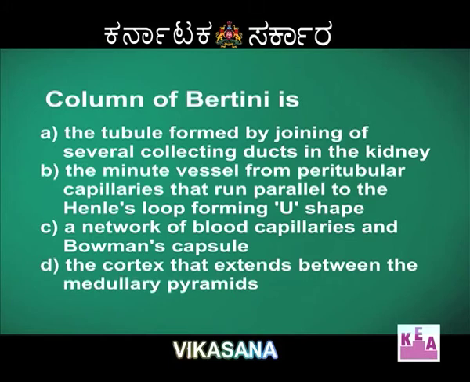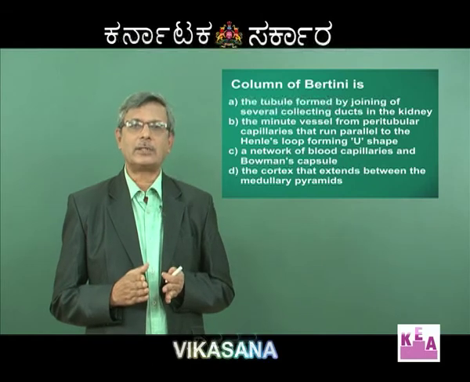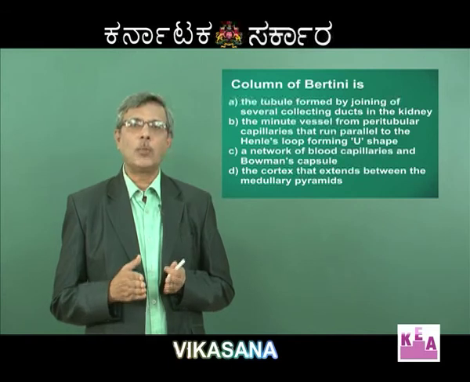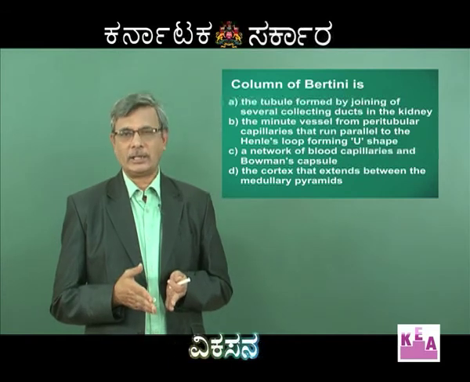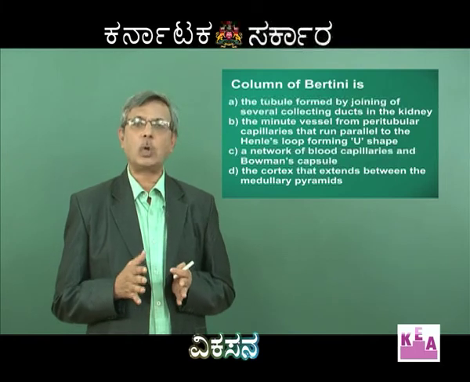Henle of juxtamedullary nephrons. Option 1, the tubule formed by joining of several collecting ducts in the kidney. It is called duct of Bellini, and in the book the term duct of Bellini is not given. Please remember, collecting ducts join to form duct of Bellini, and duct of Bellini in turn opens into renal calyx, and that part is called area cribrosa.